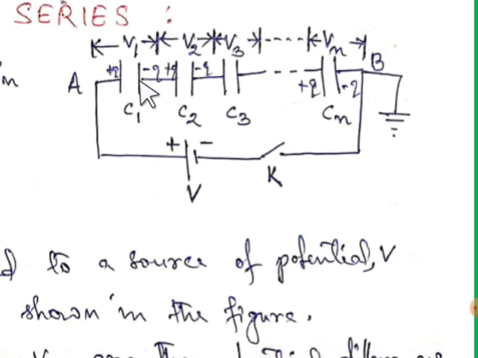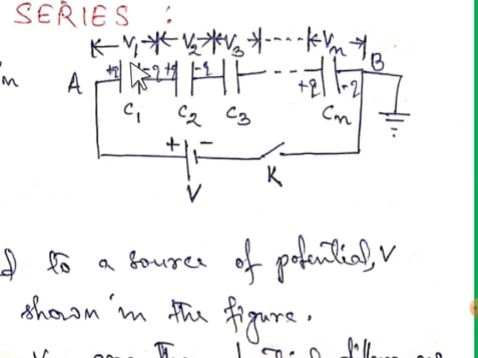As these capacitors are connected in series, the peculiar property of the series connection in the case of capacitors is that the same charge will be stored in each of these different capacitors, even though their capacitances are different. So that is the peculiar property. Same charge will be stored in different capacitors having different capacitance, but the potential difference across the two plates of each capacitor will be different.